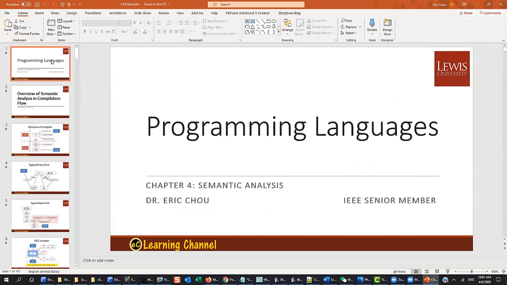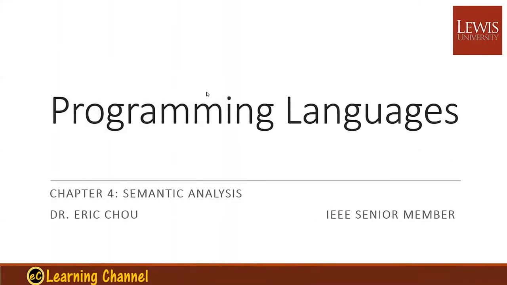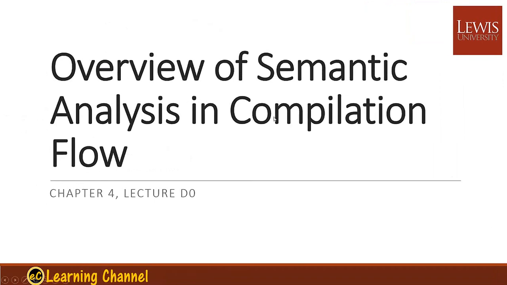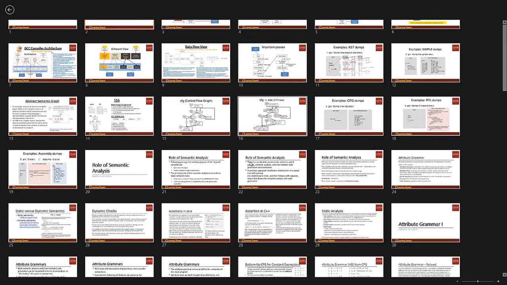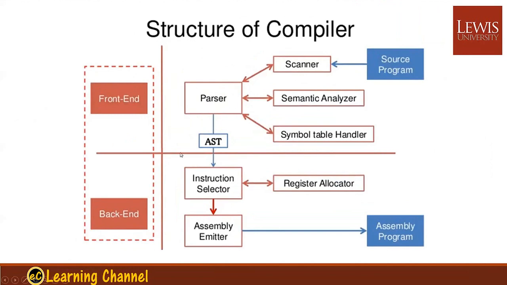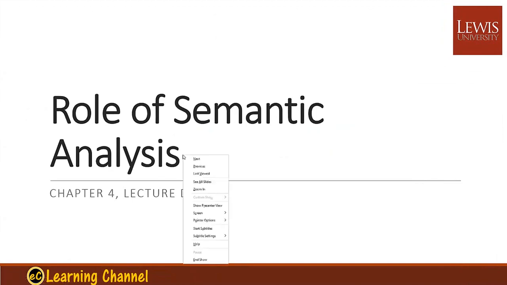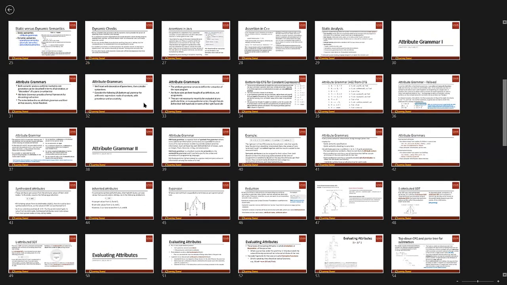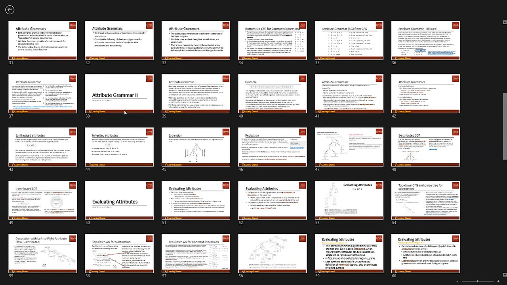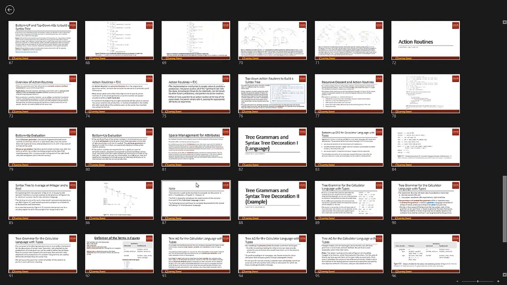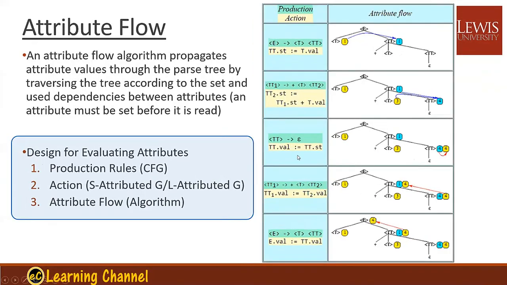So this chapter will be on semantic analysis. From here, I'll first introduce the compilation flow, and that would involve the GNU compiler, and then the role of the semantic analysis. From there, we will introduce the attribute grammar, how to create attribute grammar and attribute flow and syntax type. Then it's the declaration of the syntax tree, okay?